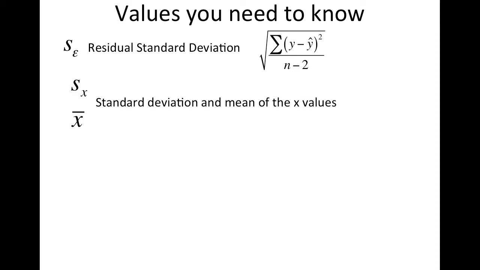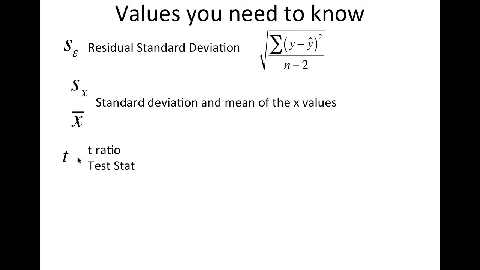We have our sx and our x bar. Those are both just the normal standard deviation and the mean for the x values. Again, they're going to be used in some of the confidence intervals that we calculate. This is looking at just our x list for our data sets, so that would just be the normal one variable stat to get our standard deviation and our mean.